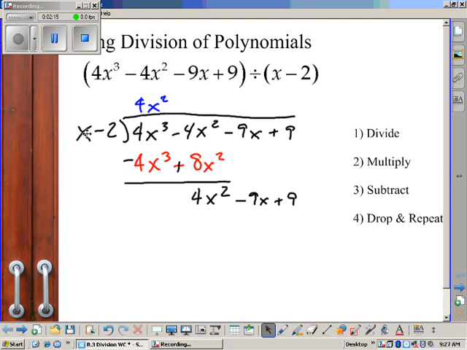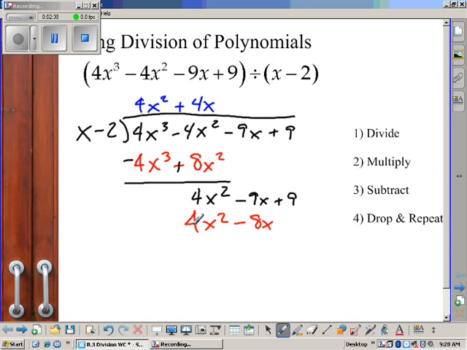So in this case, we're going to say, okay, divide this x into 4x squared. And what do you get? You're going to get 4x, and that's what we'll multiply through by. So we go through and we multiply that through. Step 2, 4x times x minus 2, you come up with 4x squared minus 8x this time.